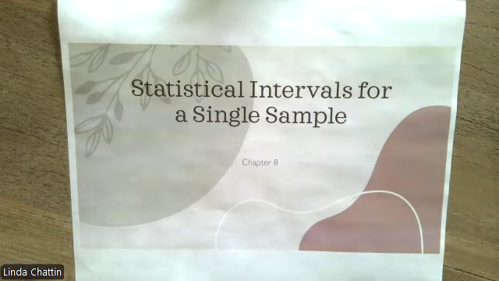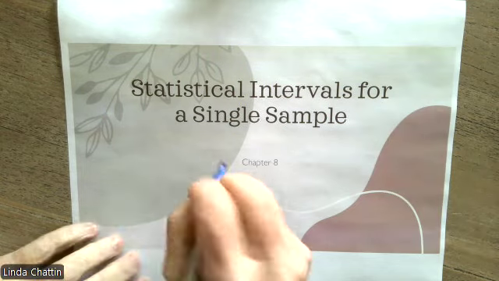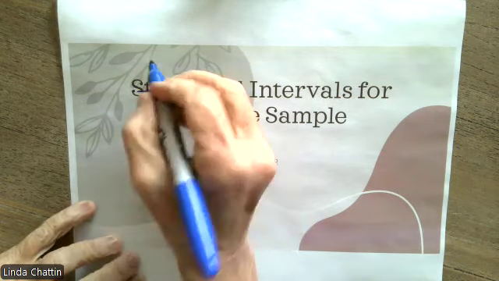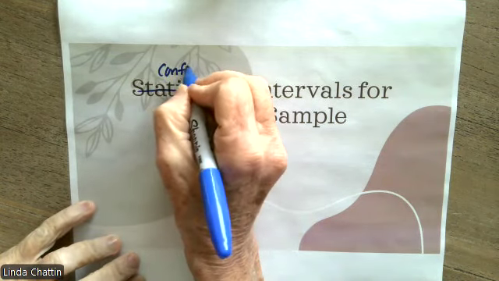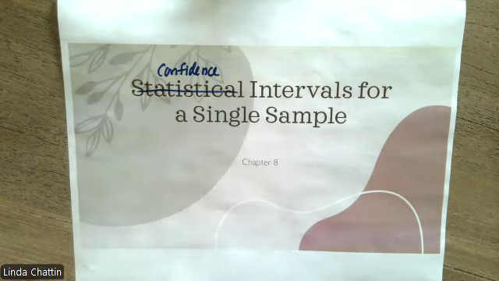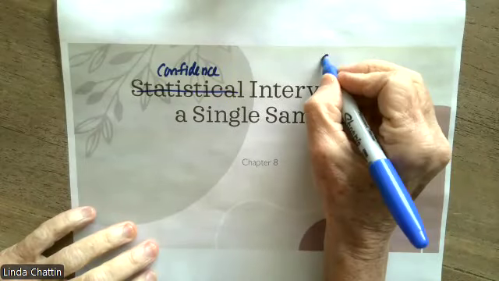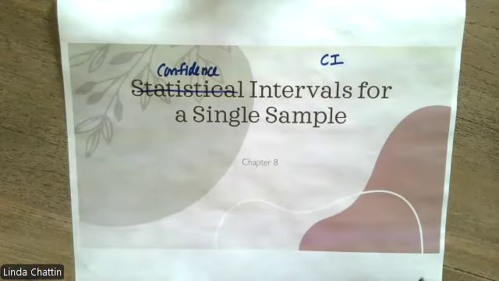Okay, this is the beginning of chapter 8, and it really kicks off the statistics portion of this course. The title of the chapter is Statistical Intervals for a Single Sample, but we would normally use the phrase confidence intervals. When you hear me say confidence intervals, or if you see me abbreviate something with CI, I'm talking about a confidence interval. So let's get into it here.